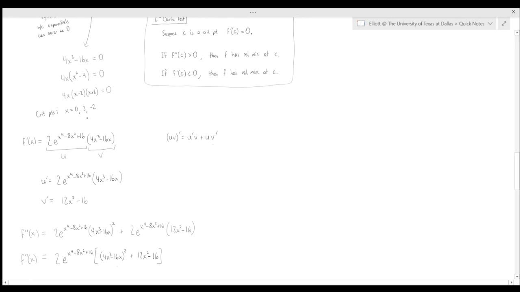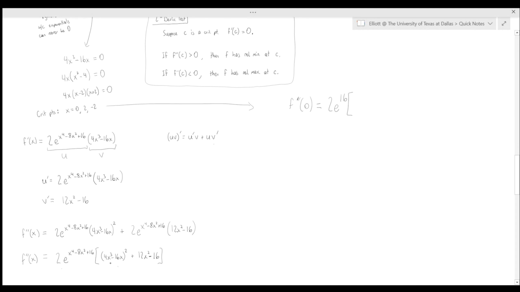I'm just going to start with x equals 0 first. So if we plug in 0 for x into the derivative, okay, so we're going to get 2e to the 16. And in the brackets, this will all be 0 when we plug in 0 for x. And we're just going to get negative 16 inside the brackets in the end.